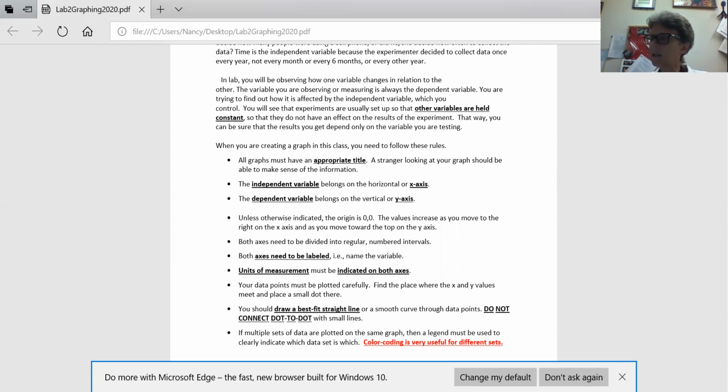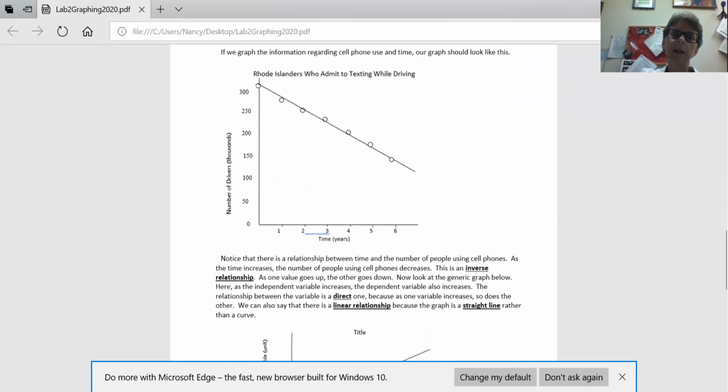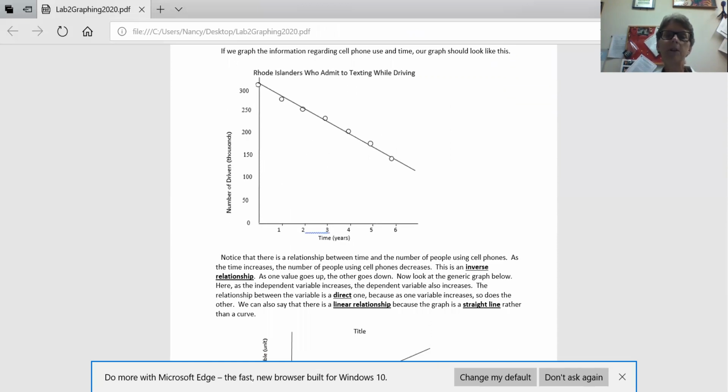Another thing that's handy that I do all the time is I use different colors. If I want to use the same set of axes, I could simply use a different color for my line, or I could use a different symbol for my data points. Okay? So that's important.